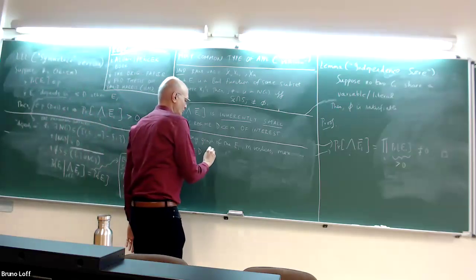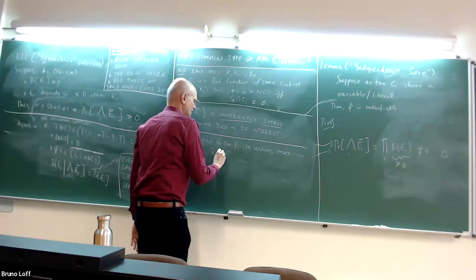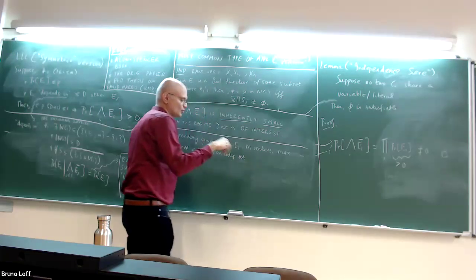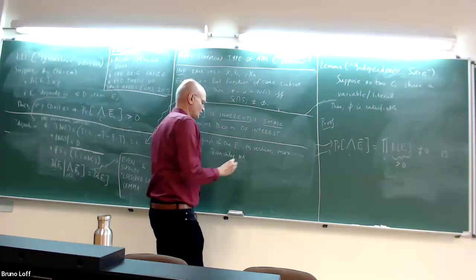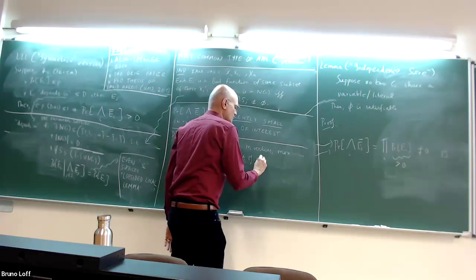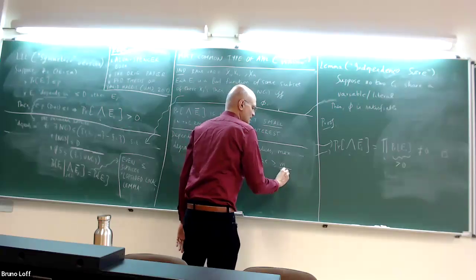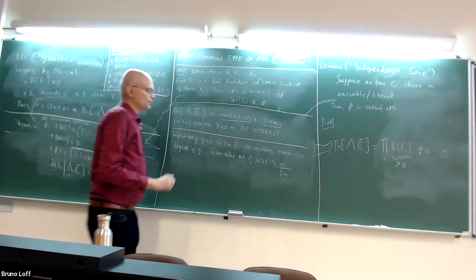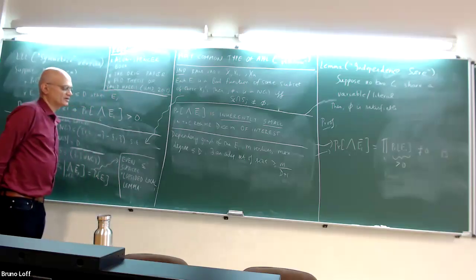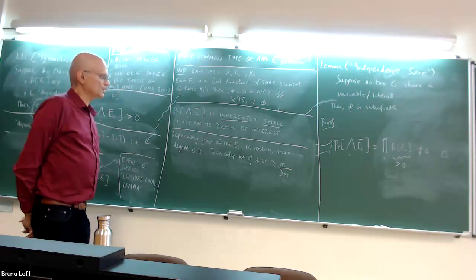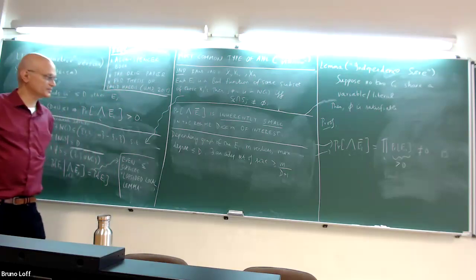Therefore, there exists an independent set, a set of vertices with no edges among each other at all, of size at least m over d plus 1. This is an easy exercise for you to do. In a graph with maximum degree d, right? So there exists such an independent set, right?